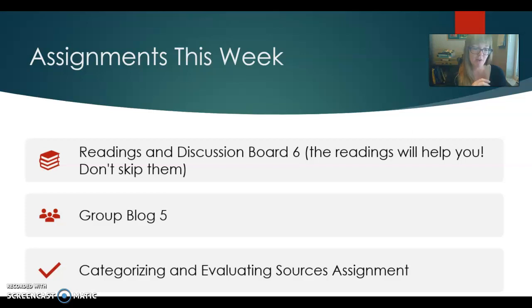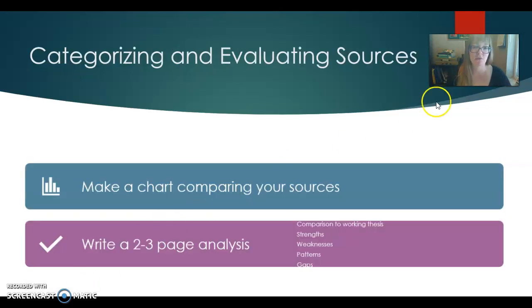You'll have group blog 5, which will need to be posted by your archivist by Friday, and that will be just organizing your research paper into an outline, and we're going to start writing those drafts next week. So I'm just going to do a little sort of overview of the main assignment you have for this week, and then go over your working thesis, which we wrote last week.